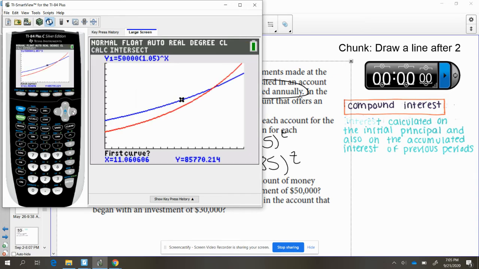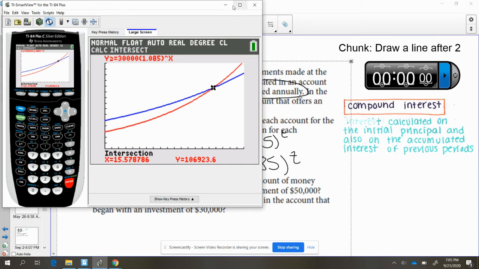And if we want to double check exactly what the amount of time is, we can look at calculate and intersect, so second trace to get the calculate, and then we can calculate where this intersection is actually occurring. And what we're going to see here is that, yeah, right around 16 years, if you're going to stay 16 years or more, you definitely want to go into that second account.